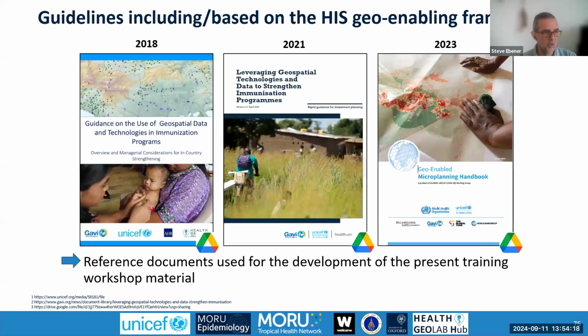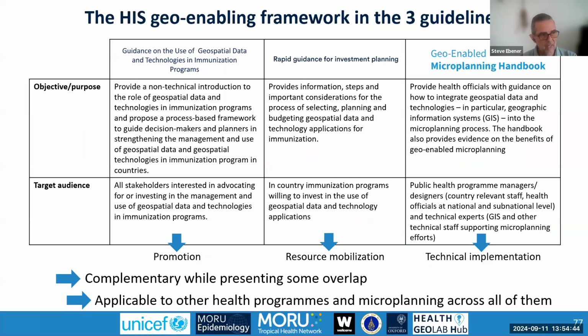Mention also these 3 other documents, which are also reference documents, which have not only been used as reference for the development of the present training workshop material, but are also all 3 making reference to the HIS Geo-enabling framework to guide basically the structure of the elements that need to be covered, as well as the process. So each of them covers a specific aspect, they have a specific purpose, they have a specific target audience, and so they are complementary.